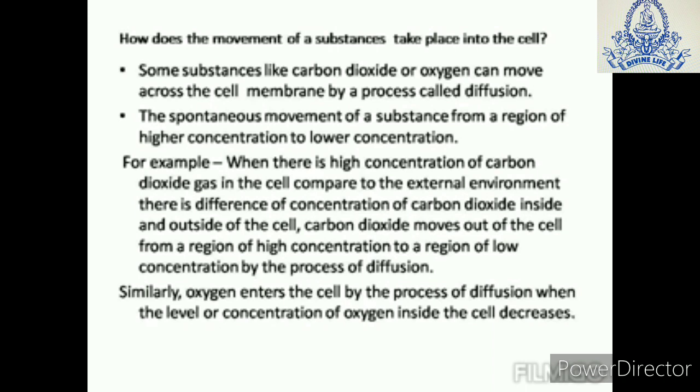It means that the cell is having a high amount of carbon dioxide, and you know that carbon dioxide is a waste material. Compared to the cell, its surrounding is having a low concentration. So automatically what will happen? The carbon dioxide will go from the cell to the environment, as the cell is having the higher concentration and the environment is having the lower concentration. Similarly, the same happens in the case of oxygen. Oxygen enters the cell by the process of diffusion when the concentration of oxygen inside the cell decreases compared to the surroundings.